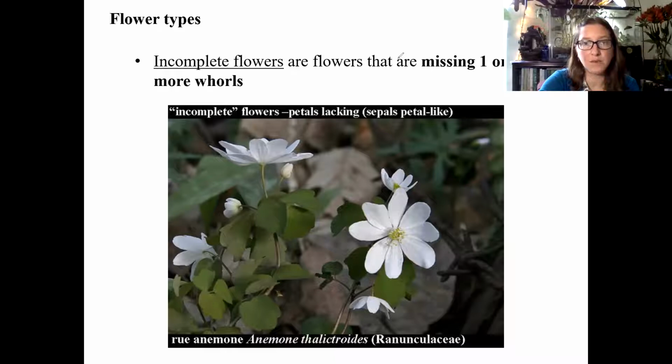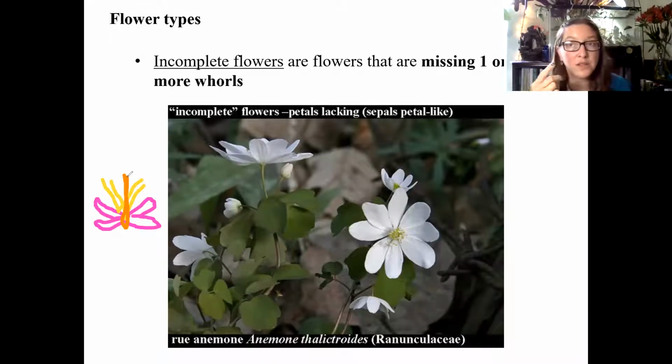Let's do another example here. Let's say this flower doesn't have any sepals. Let's say this flower just has petals. Ooh, that's a little bit better. And that this flower has stamens, right? And that this flower has a pistil. So in this case, it has petals, stamens, and pistil, aka carpels, but no sepals, missing a whorl, incomplete flower.